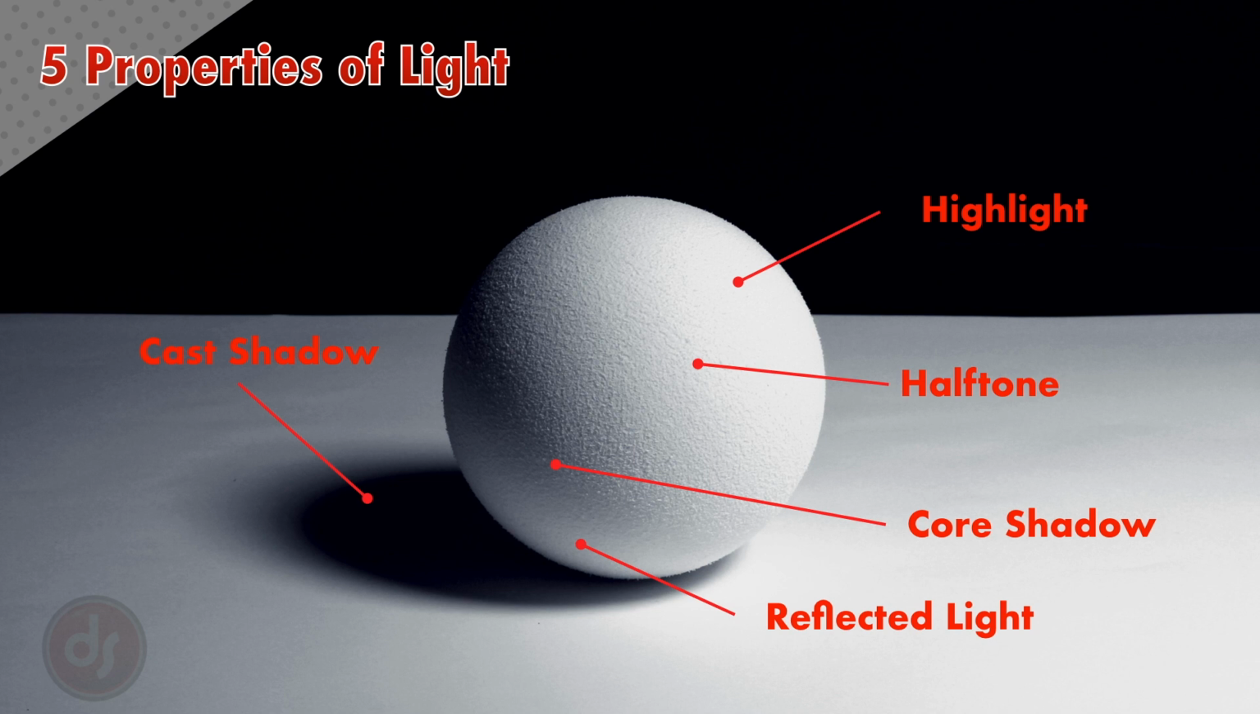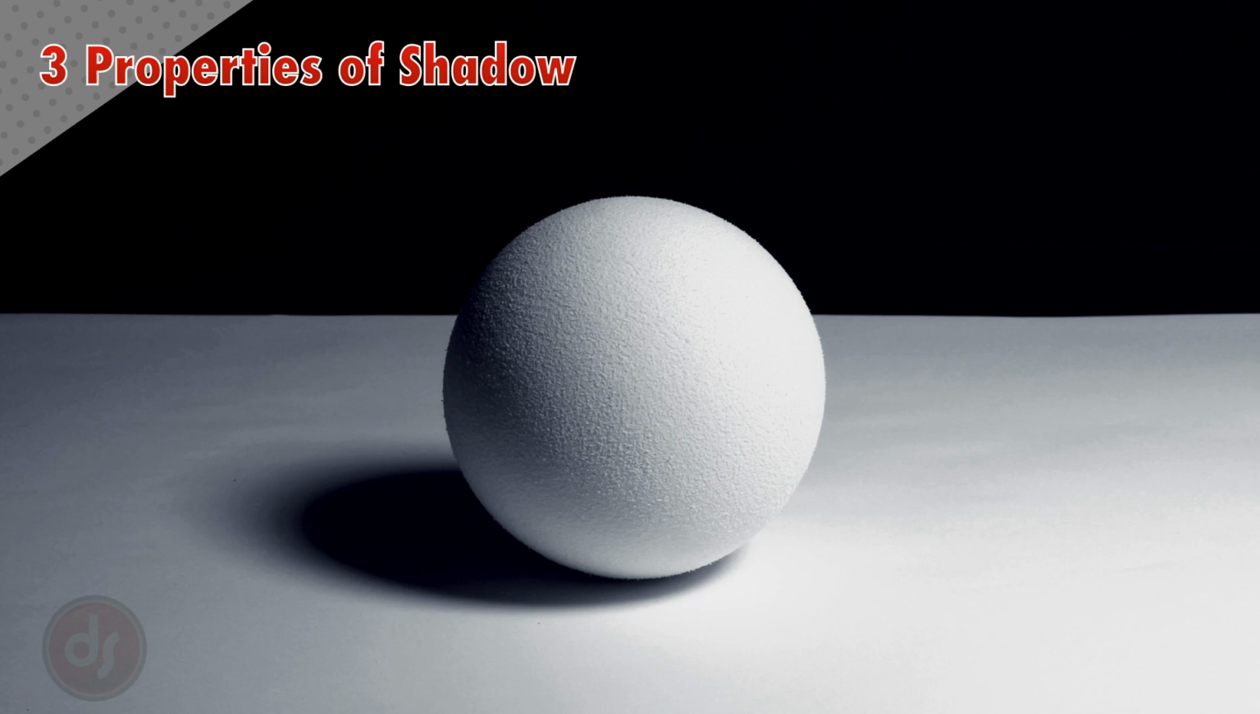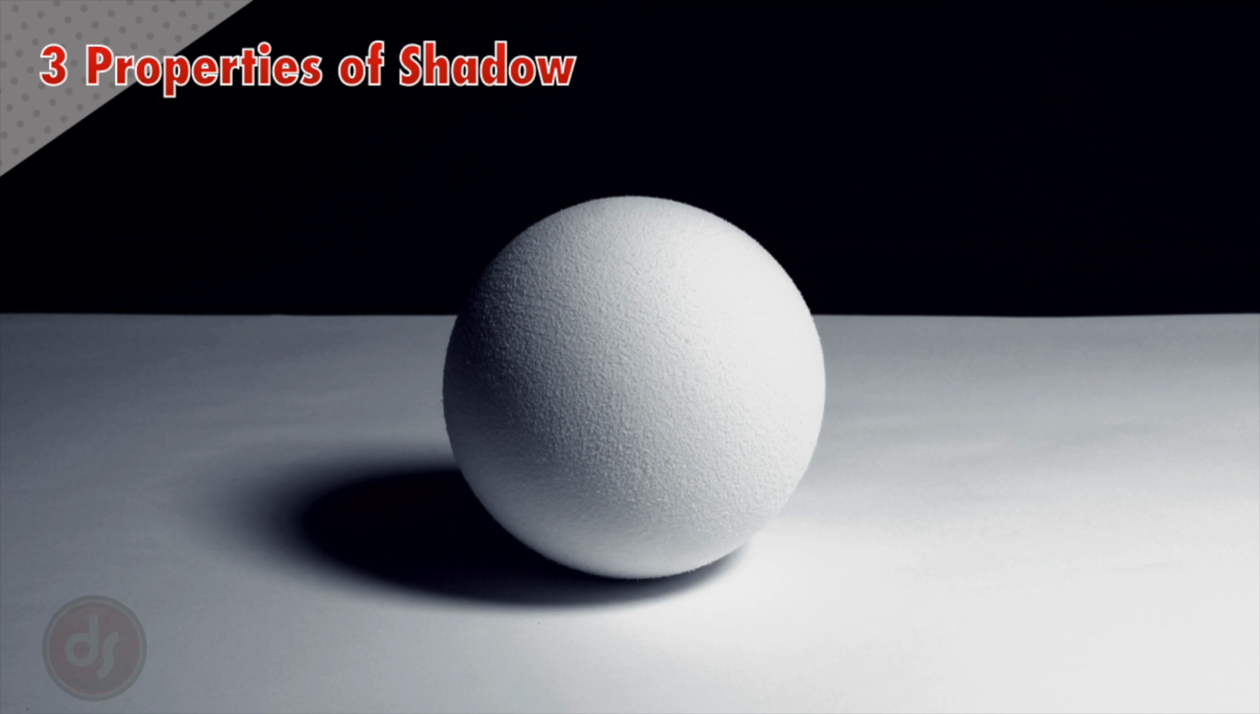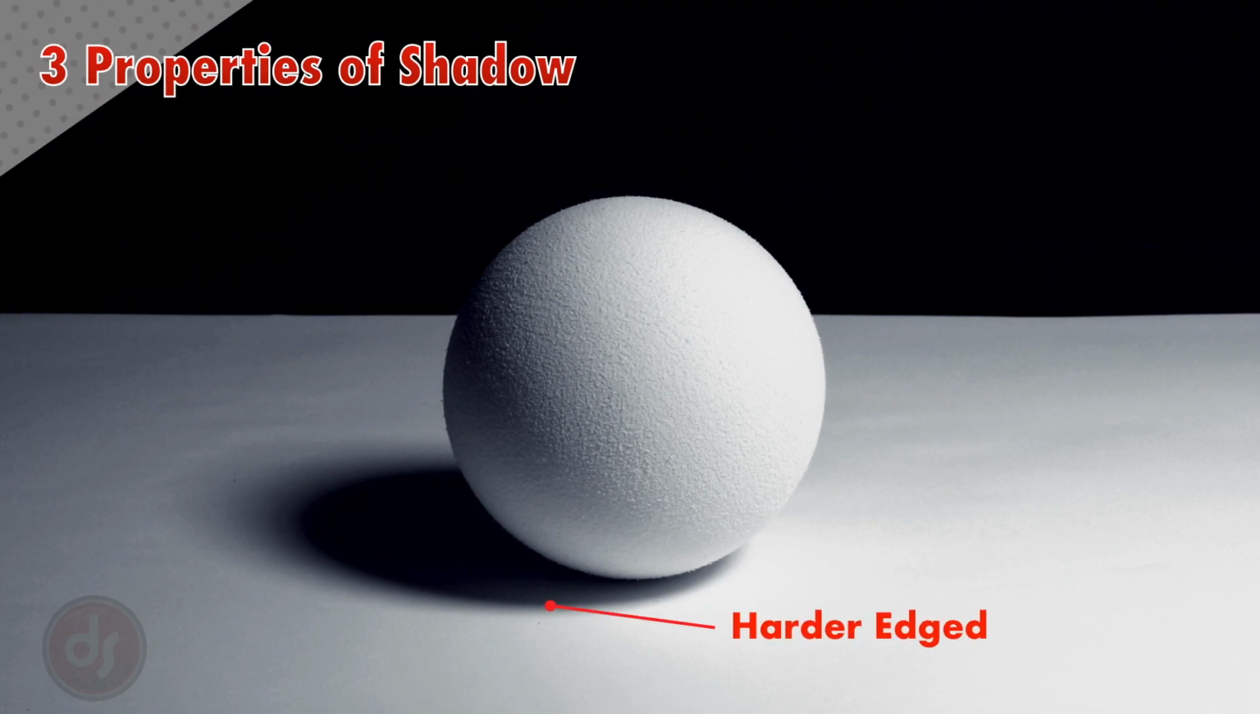There are also repeatable patterns that happen with shadows. We can call these the 3 properties of shadow. The first property is a cast shadow is darker closer to the object and gets lighter as it moves away from the object. The second property is a cast shadow is harder edged closer to the object and gets softer edged the further it moves from the object.